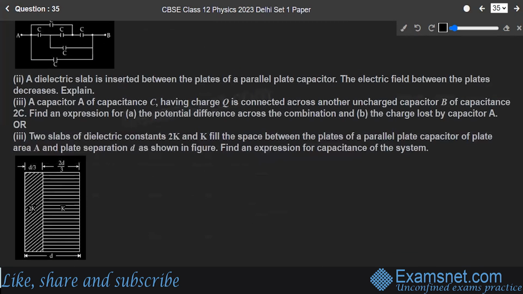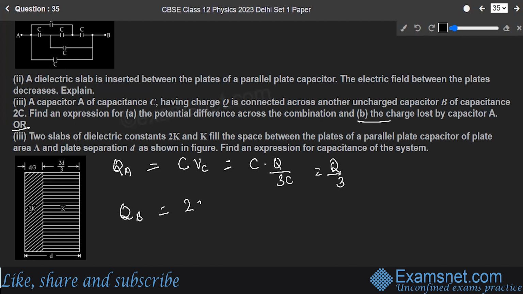Now let's move to the B part of the question. This is the one: the charge lost by the capacitor A. See, the charges on both the capacitors will be given by, I'm writing it over here. On the first capacitor, the charge is equal to C VC, that is equal to C into Q upon 3C, which is equal to Q upon 3. Also, the charge on the second, that is QB, is equal to 2C into VC. This is equal to 2C into Q upon 3C, or this is equal to 2 by 3 Q.